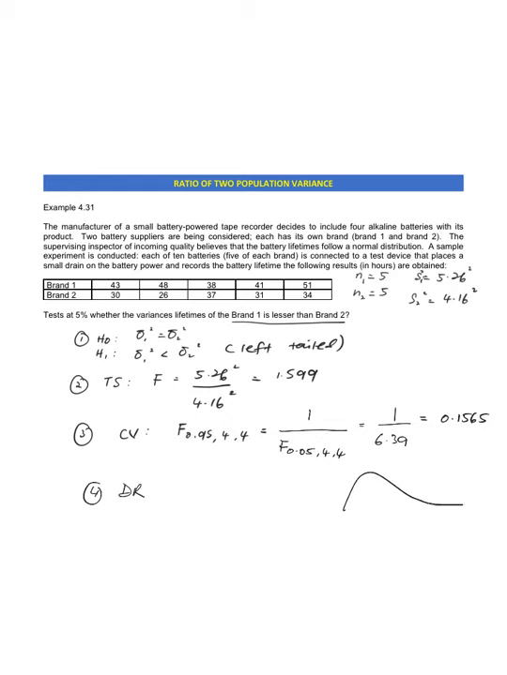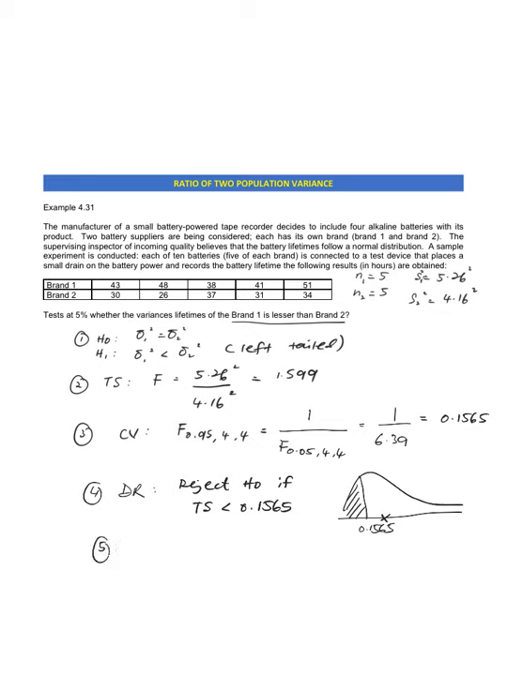Okay, step number 4, we need to decide on our decision rule. Okay, kalau kita lukis dulu, so since this one is left tail, our critical value is 0.1565. We're going to reject H0 if our test statistic less than 0.1565. Okay, but look at our test statistic value, kita dapat 1.599, which is greater than 0.1565. So this value does not fall in the rejection region.